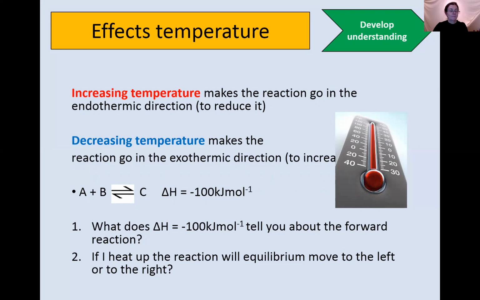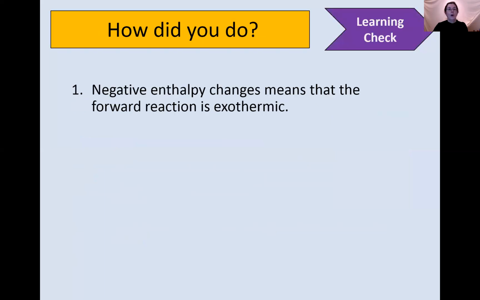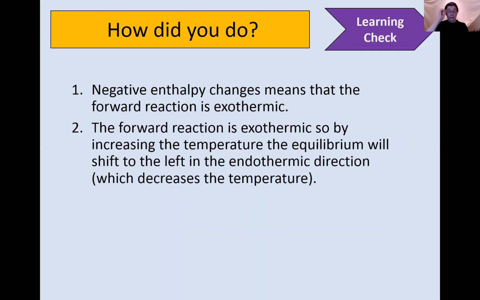Okay, so how did you do then? A negative enthalpy means that the forward reaction is exothermic. Well done if you got that. And since the forward reaction is exothermic, by increasing the temperature, the equilibrium is going to be shifted to the left, in the reverse direction. That is the endothermic direction, and that has the effect of decreasing the temperature.